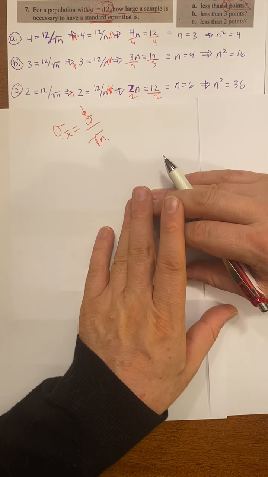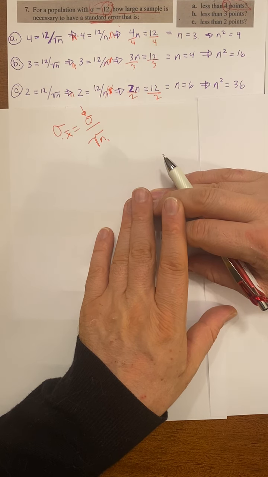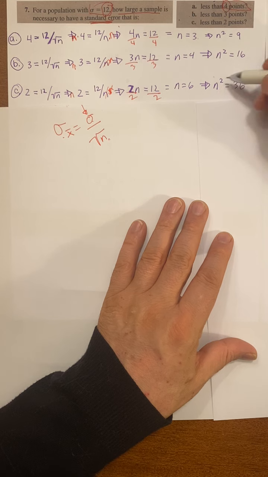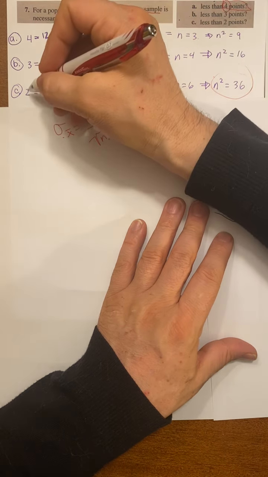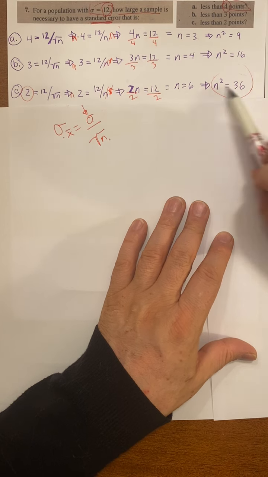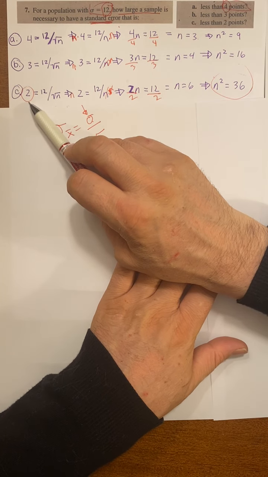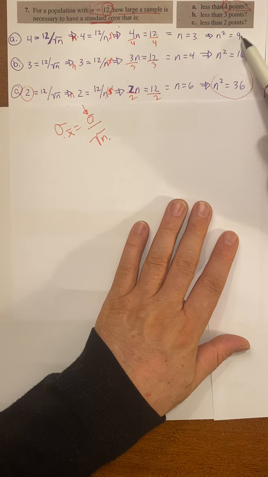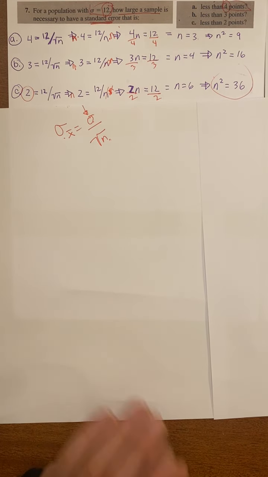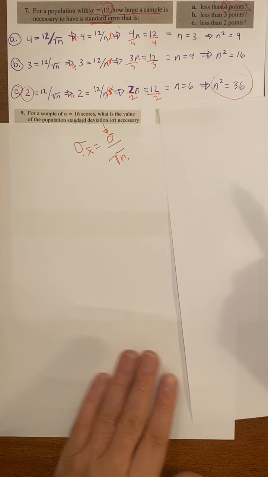Maybe the other thing that we can see here is another relationship. It does seem like we're seeing that relationship again between the size of n and the size of the standard error. The larger the n, the smaller the standard error. Here, the smaller the n, the larger the standard error. But let's keep on going to problem number 9.